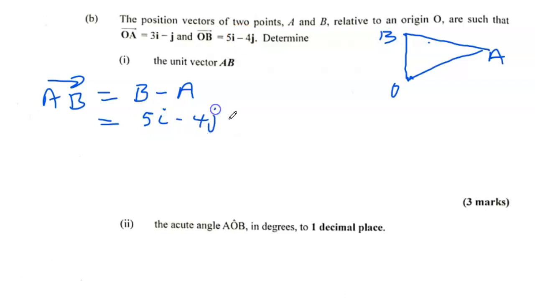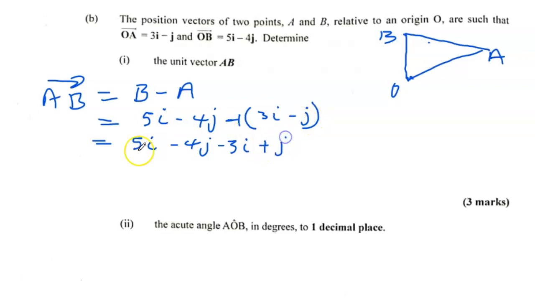minus 4j minus, and the coordinate of A is 3i minus j. So this is 5i minus 4j, distribute this, so we have minus 3i, multiply by negative 1, so that's positive j when expanded. So group the i's, that's 5i, take away 3i, that's 2i, and negative 4j plus 1j, that's negative 3j.